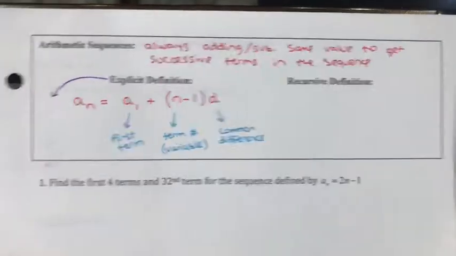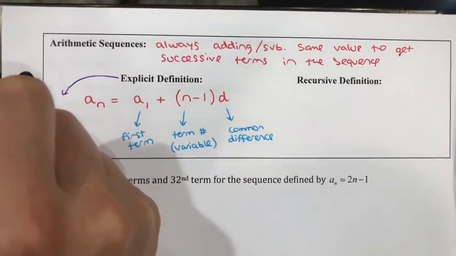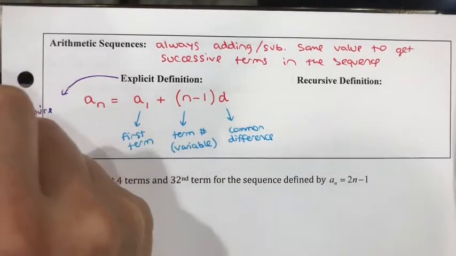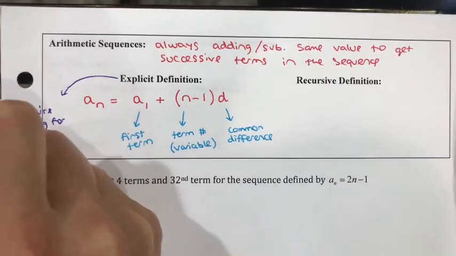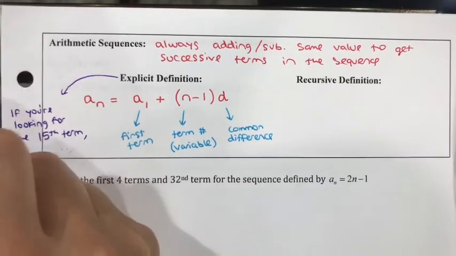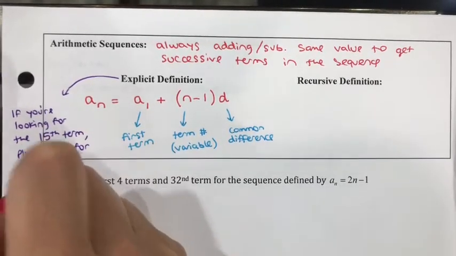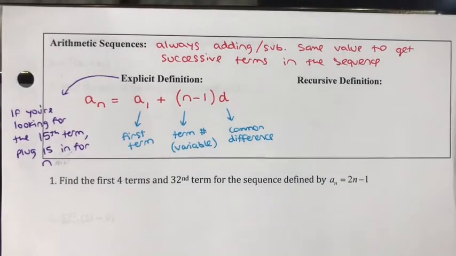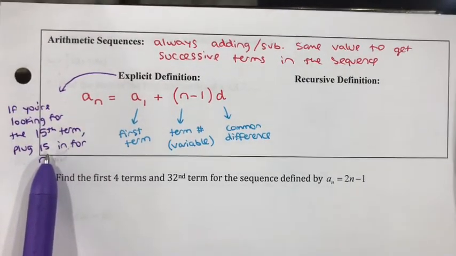Explicit means if I'm looking for the nth term, and I think we covered this in the previous section, if you're looking for, let's say, the 15th term, plug 15 in for n. That's basically how an explicit definition works. If you're looking for a specific term, you just plug that term number in.